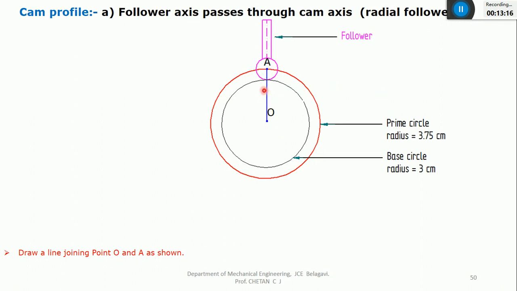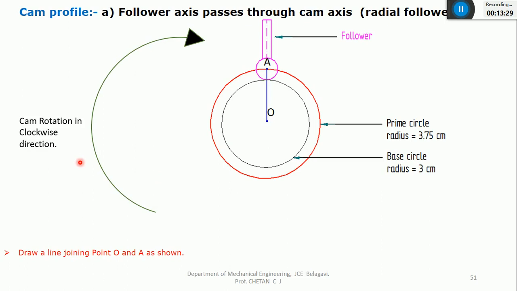So this is the reference line. This is the reference line which is required to indicate all the 4 angles. And one more thing, I'll confirm whether the cam is rotating in clockwise or in anti-clockwise direction. It is given in the problem that the cam is rotating in clockwise direction. That's why I'll indicate all the 4 angles in a counterclockwise direction like this.